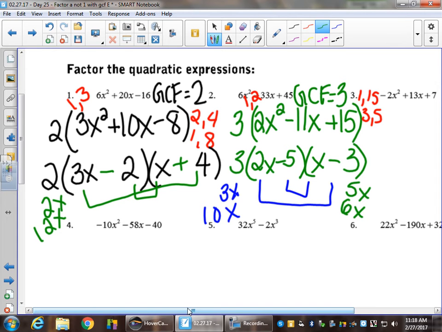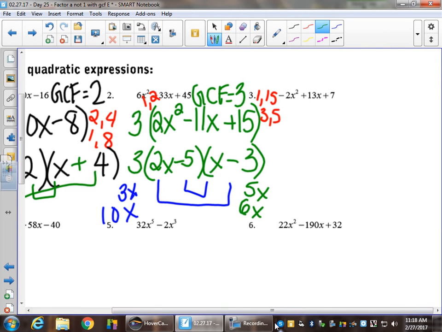Number 3. What we did on Friday and Thursday was this, but we didn't have to factor out a GCF because there was no GCF to be factored out. Nope, it's factorable. What's my GCF?